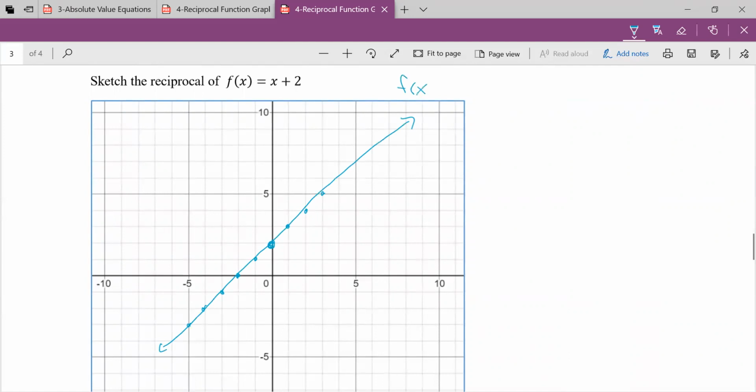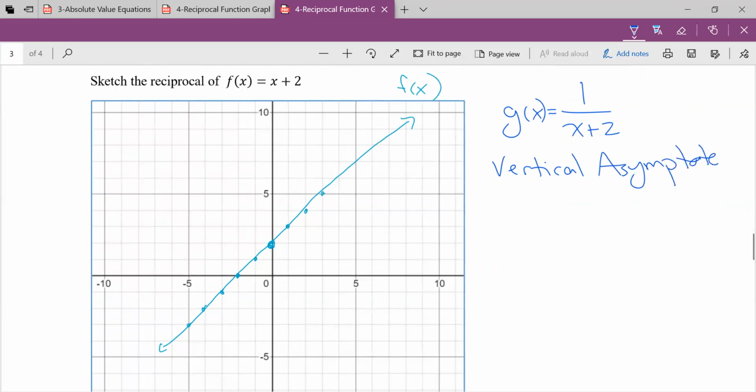There's f of x. So what we're going to do now is we're going to graph 1 over x plus 2. And we can call it g of x, like that. Here's what happens. First thing I'm going to do is find my vertical asymptote. My vertical asymptote comes from when we try to divide by 0. Well, what makes the denominator equal to 0?